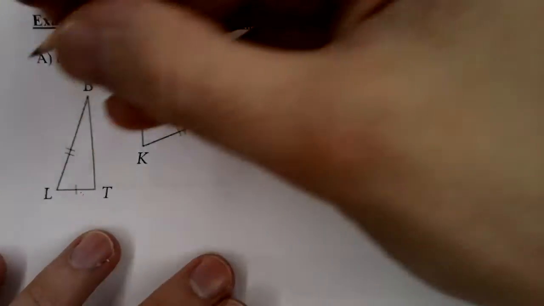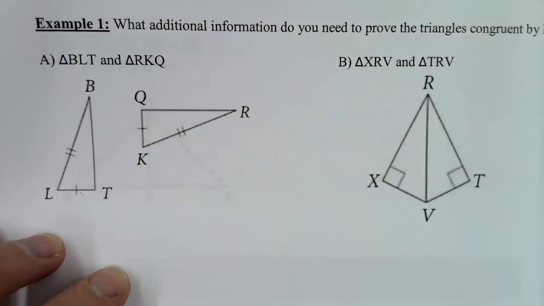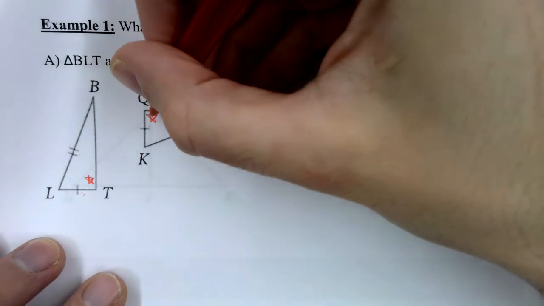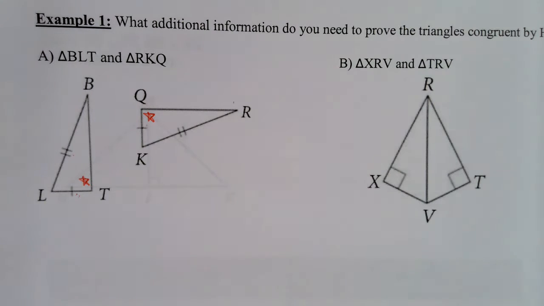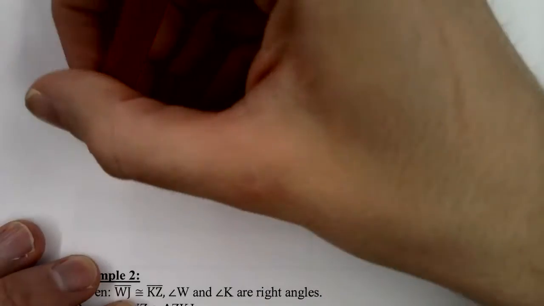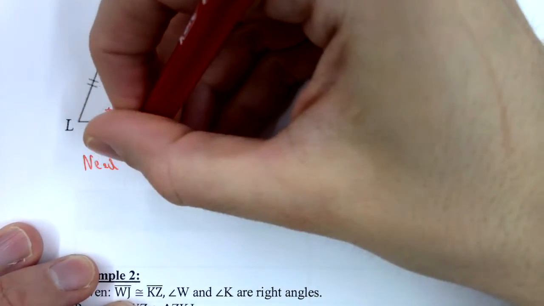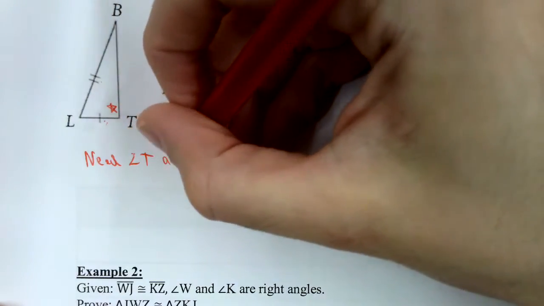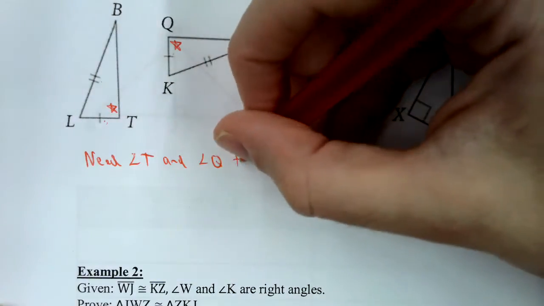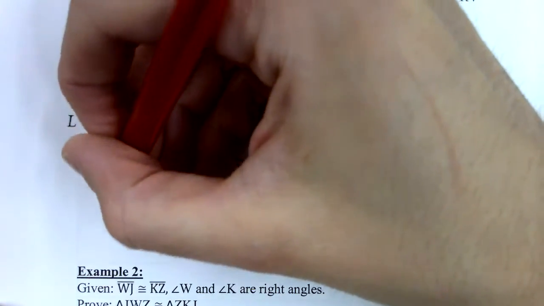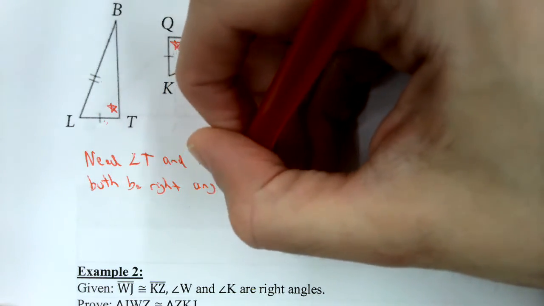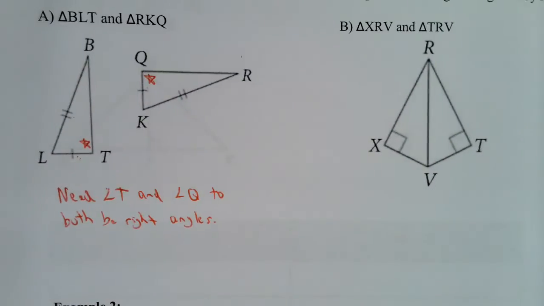I'm going to put a star. You don't know that this is a right angle, and you don't know that this is a right angle. You'd have to know that they're right angles. I'm going to say you need to know that angle T and angle Q are both right angles. That's what you need. You need to know that you have right angles.